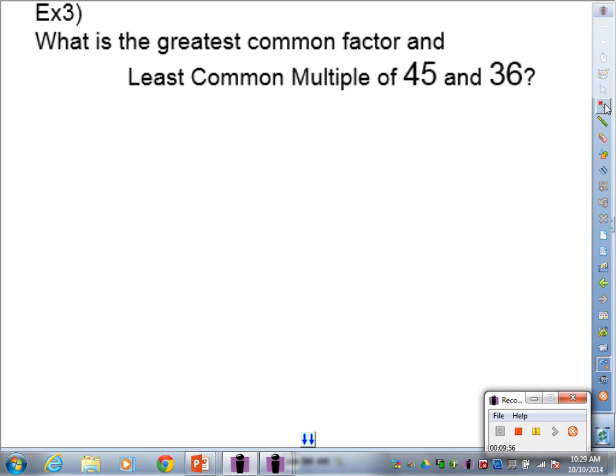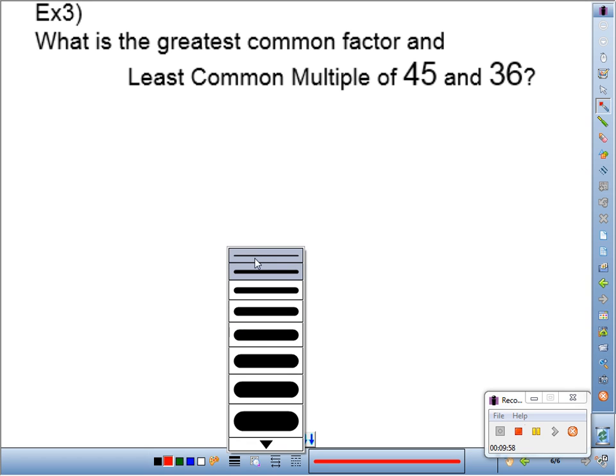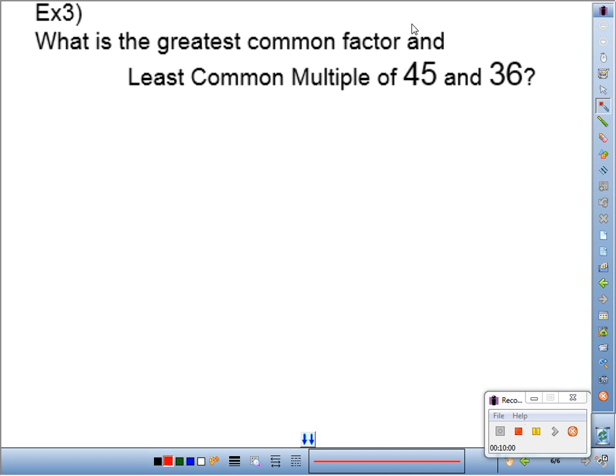Okay, let's see. See what we got. First things first. Focus, please. You write 2, 3, 5, 7, and 11. I got this.